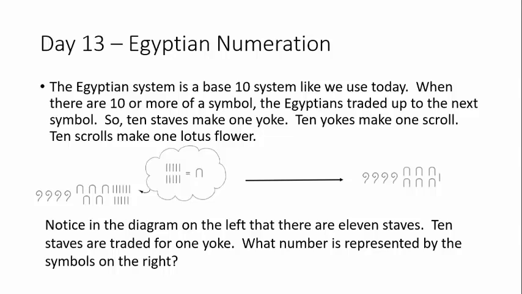And when there's more than 10 of a symbol, they traded to the next symbol. So for instance, 10 staves make 1 yoke. And so you can see in this example, on the left side, you've got 4 scrolls, 5 yokes, and 11 staves. 10 of those staves will be traded for a yoke. So you can see then on the right what this looks like. You've got the 4 scrolls, 6 yokes now, and 1 staff.